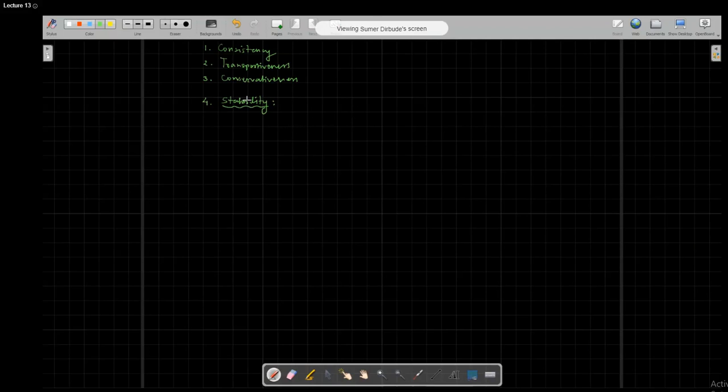So when do you call a particular discretization a stable discretization? That is the question. When we call a particular discretization a stable discretization, okay, there is a condition.